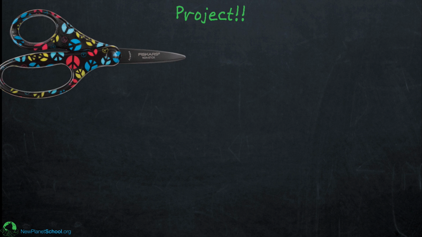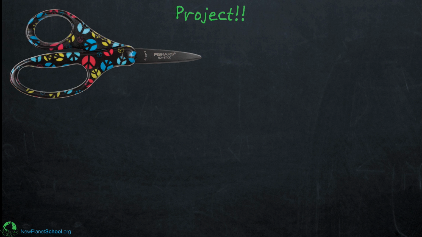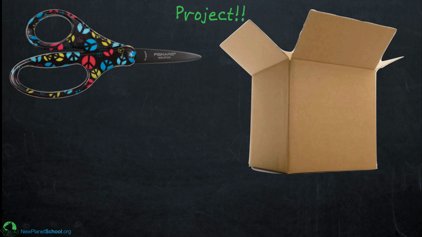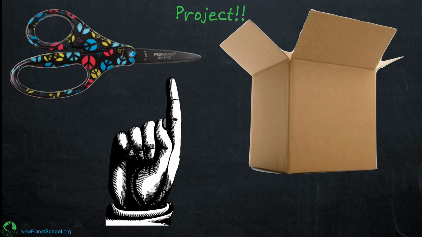And so this is a lot of fun. You'll really enjoy this. The first thing you need to do is to get some scissors. And then go out and find a box. And the other thing that you'll need for this project is you will need your finger. And what I want you to do is get a box, and I want you to draw on the side 3 points, and then cut it out.